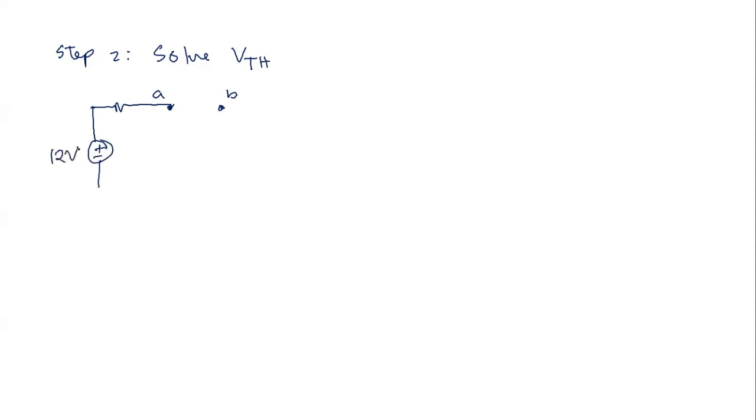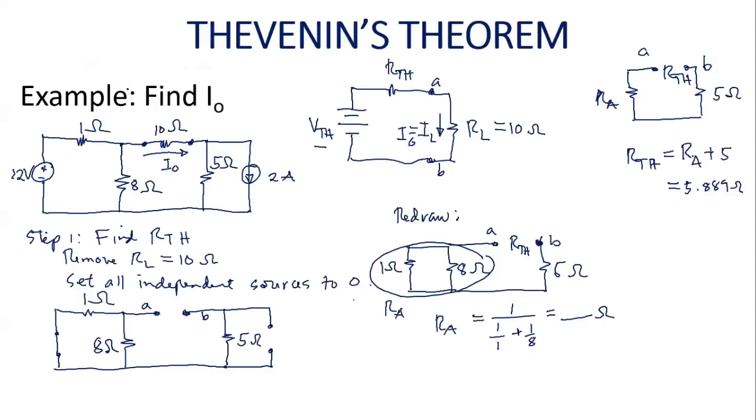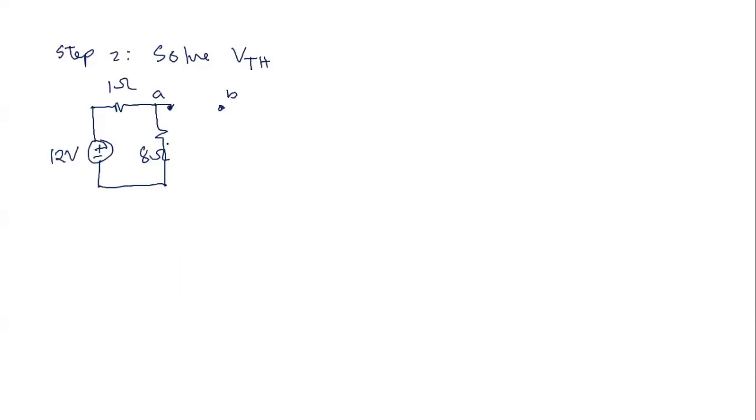Let's draw the circuit. And then we have here the 8 ohms, and then 1 ohm. Okay, and then we have the 5 ohm resistor connected in parallel with the current source, the 2 amperes. Okay, it is where we have to solve for the ETH at the open circuited terminals.